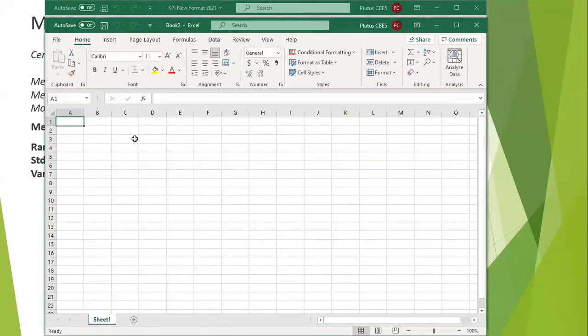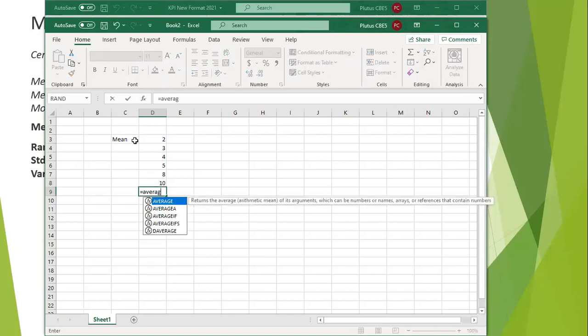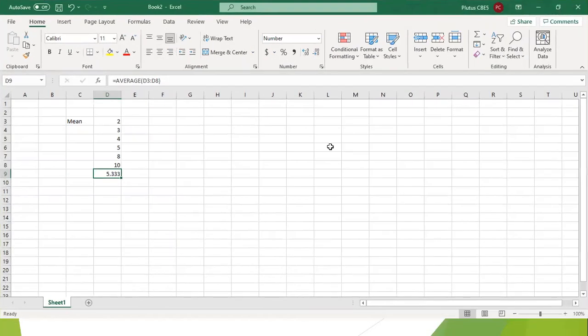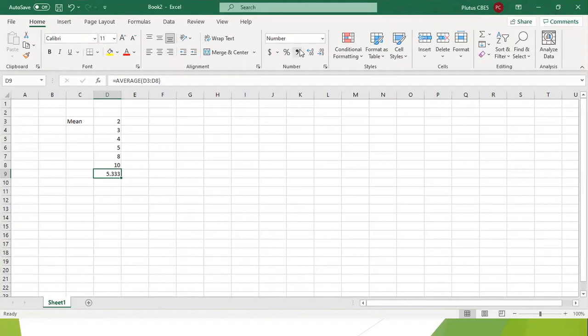So we will go with the mean and median first. Mean, you got it, right? What is the mean? For example, I am taking the data 3, 4, 5, 7, 10. Your average is the mean. You put the average formula, and now you get your mean. The mean is 5.3. This is the way we calculate the mean.